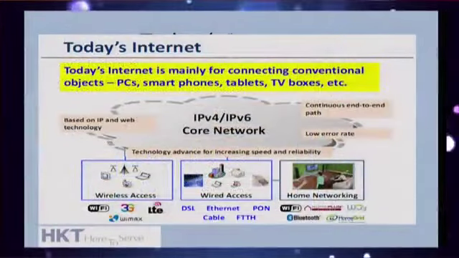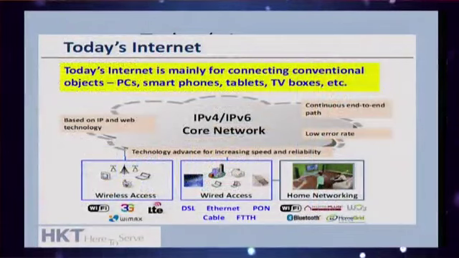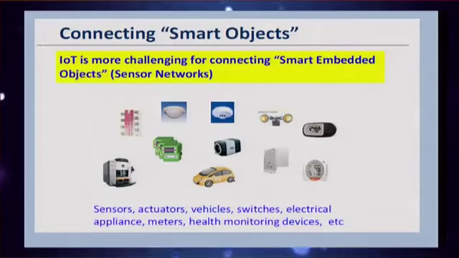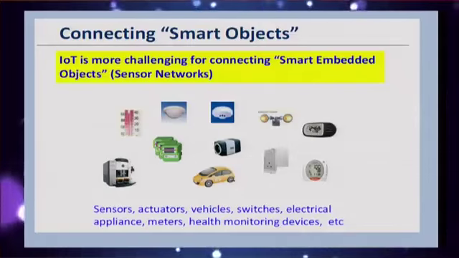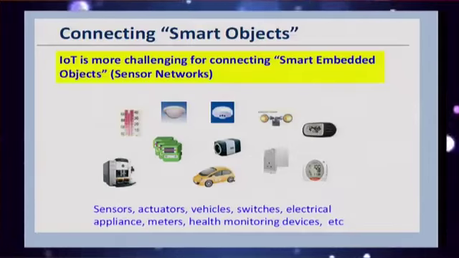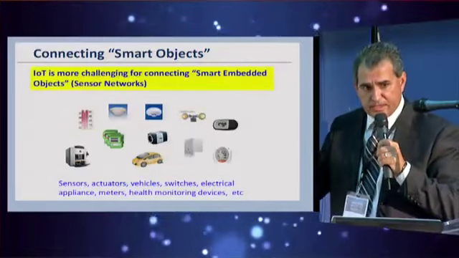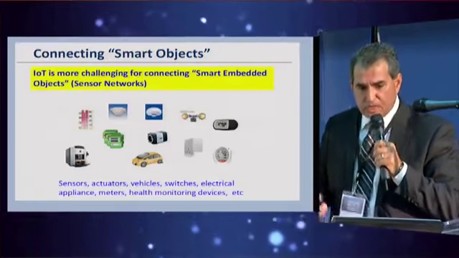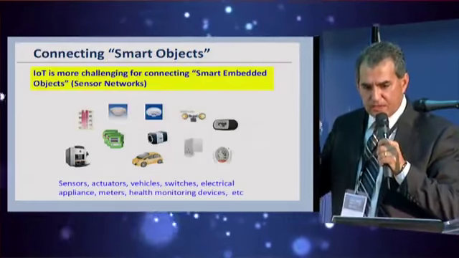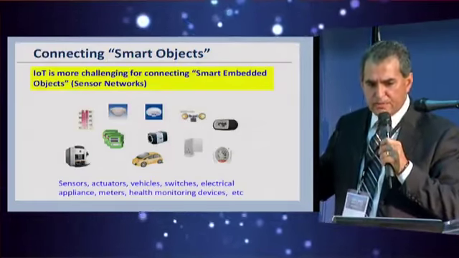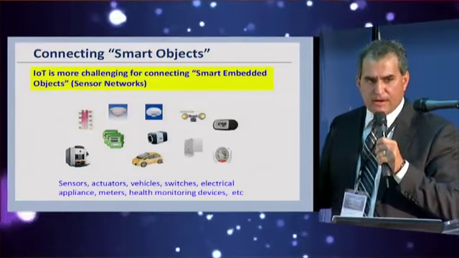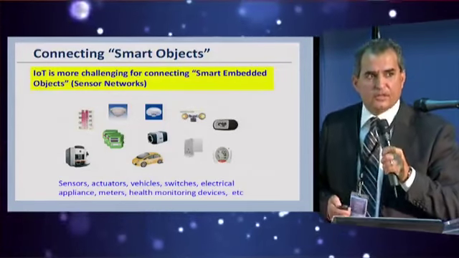Today's internet is mainly for connecting conventional objects: PC, smartphone, tablet, TV boxes, as usual. Connecting smart embedded objects is more challenging. Those are the objects that our colleagues are going to work on in their studies here in our smart cities: the sensor, the actuator, vehicle, switcher, electrical meter, health monitor, whatever, everything is connected to the internet.